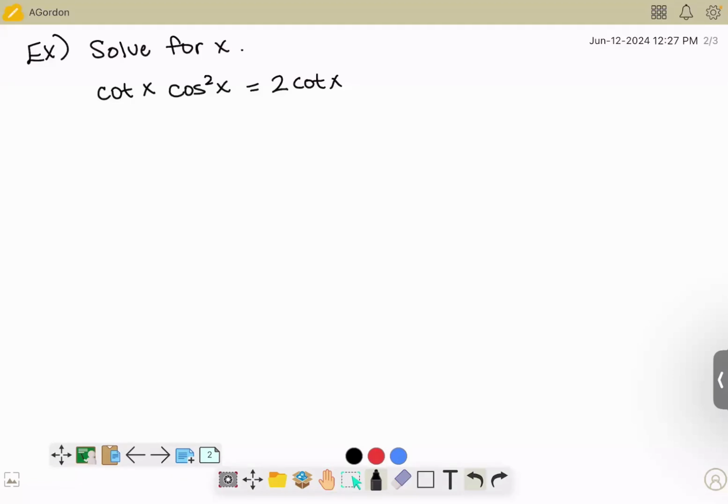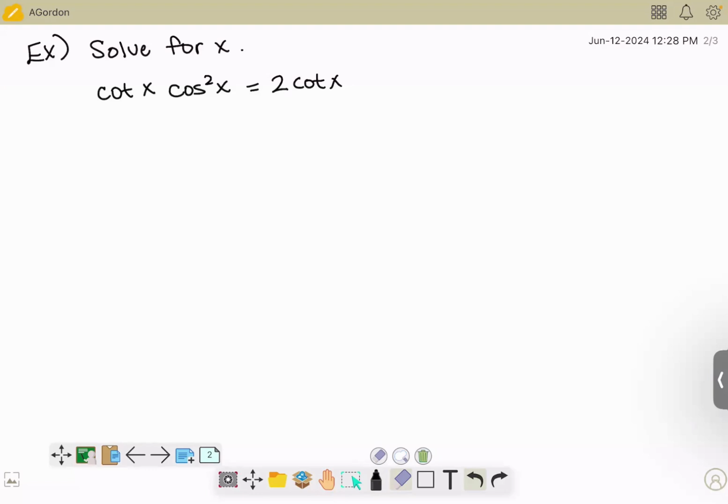In this example, it looks a little bit complicated. There's a lot going on. We have 2 different functions, so it's going to be hard to combine them using addition or subtraction. So I may want to try to rewrite them as multiplication or as factors so that I can split them up. So first step, if I want to try to factor, I'm going to put everything on one side.